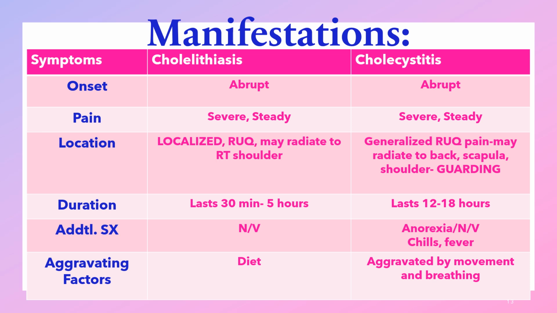How long the pain lasts. With cholelithiasis, if you're going to experience pain, it may last from 30 minutes to 5 hours, and then it goes away. It can be intermittent, so you may go a month or two without it, and then you may have it again. As far as cholecystitis, that pain lasts 12 to 18 hours, so a much longer duration of already generally more severe pain.